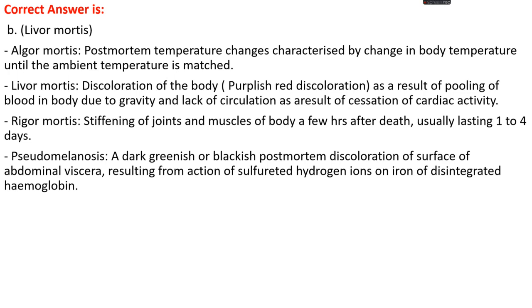Rigor mortis is stiffening of joints and muscles of the body a few hours after death, usually lasting for 1 to 4 days. And pseudomelanosis is dark greenish or blackish postmortem discoloration of the surface of abdominal viscera, resulting from the action of hydrogen sulfide on iron of disintegrated hemoglobin.